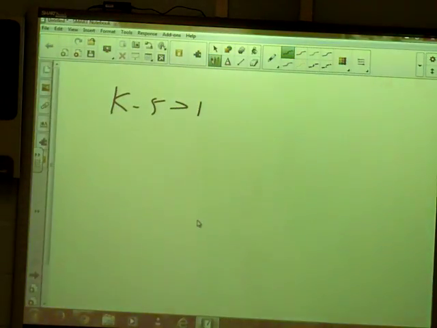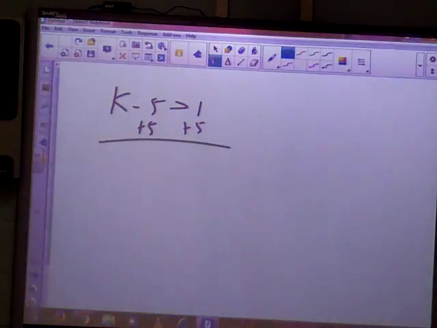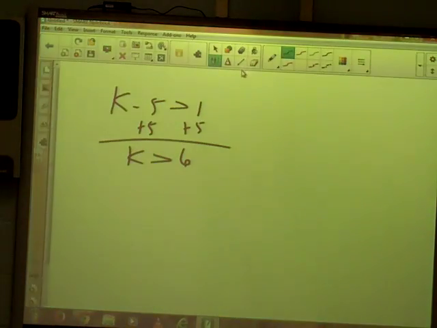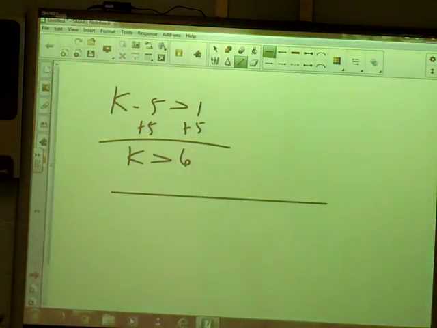We're going to solve it just like it were an equal sign. So k's got 5 being subtracted. We're just going to add. So add 5 to itself and to its buddy on the other side. And we get k is greater than 6. So that's baby stuff, no big deal on that. We got to put that on our number line now.